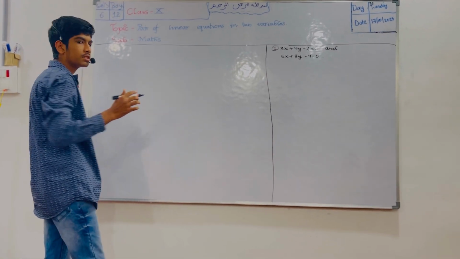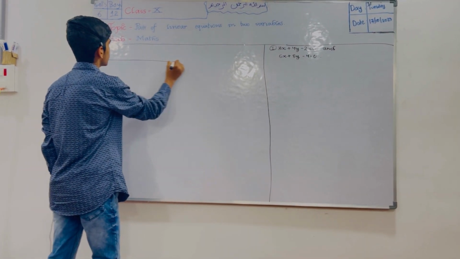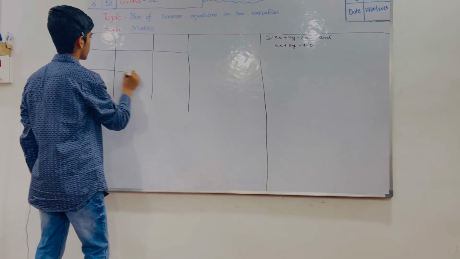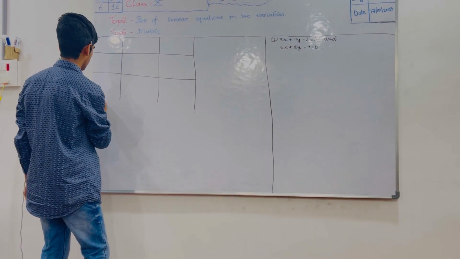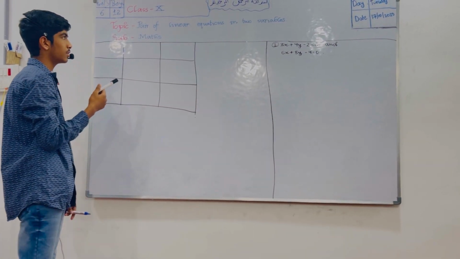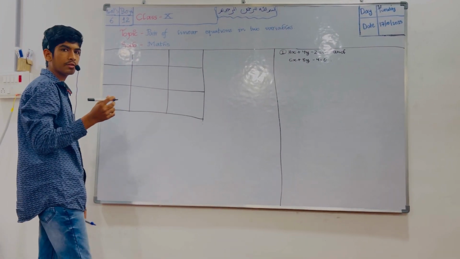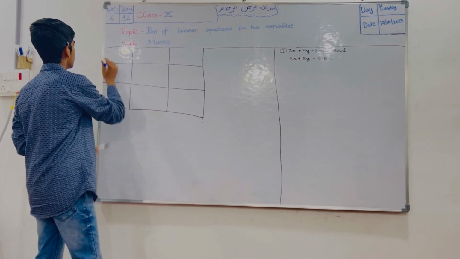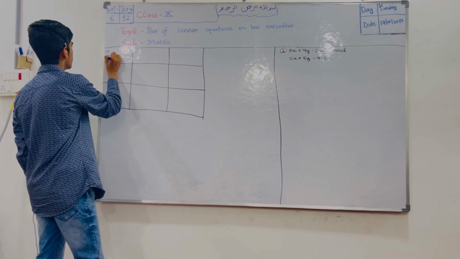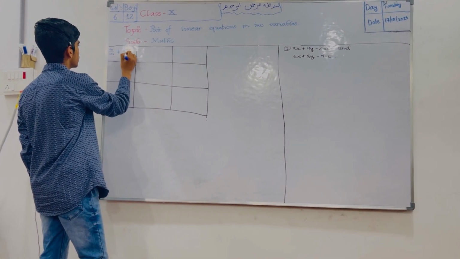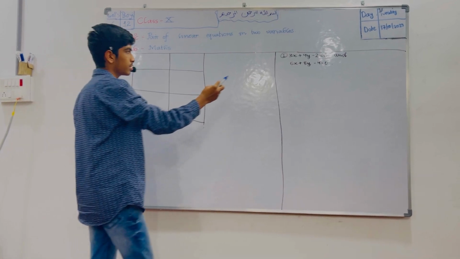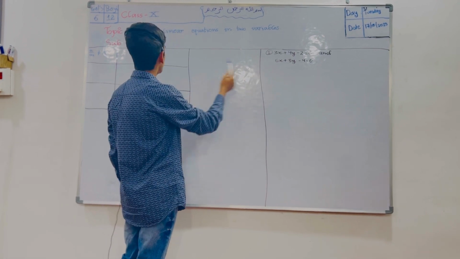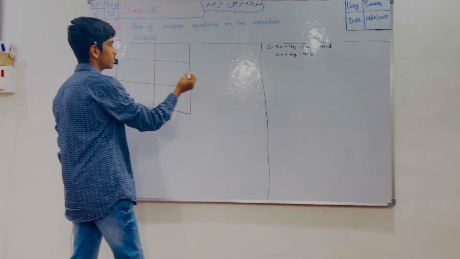So, first we have three columns. In pair of linear equations in two variables, we have only graphs, so we have to start from the basics. The first condition in linear equations is a1 by a2 is not equal to b1 by b2. It means, here the given question is 3x plus 4y minus 2 equals 0 and 6x plus 8y minus 4 equals 0.